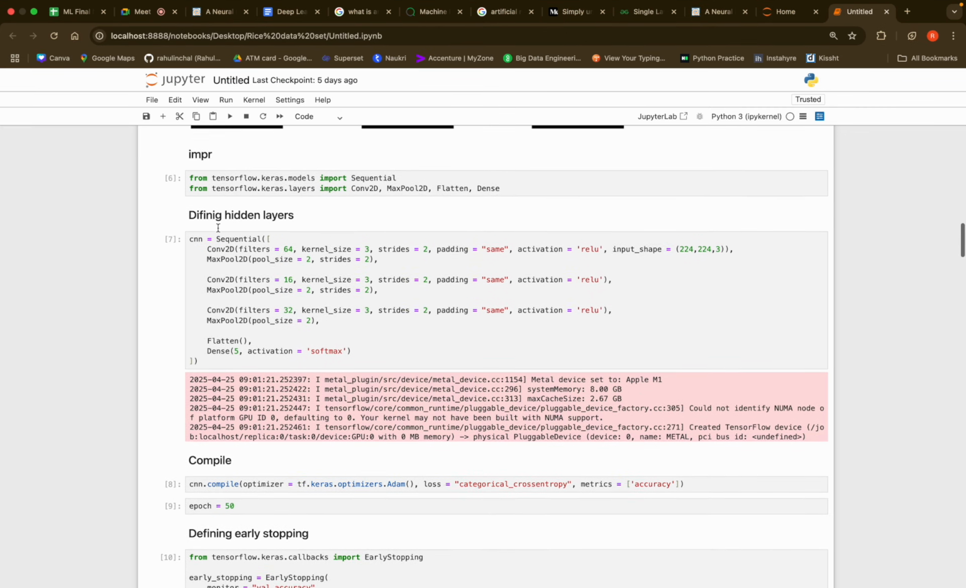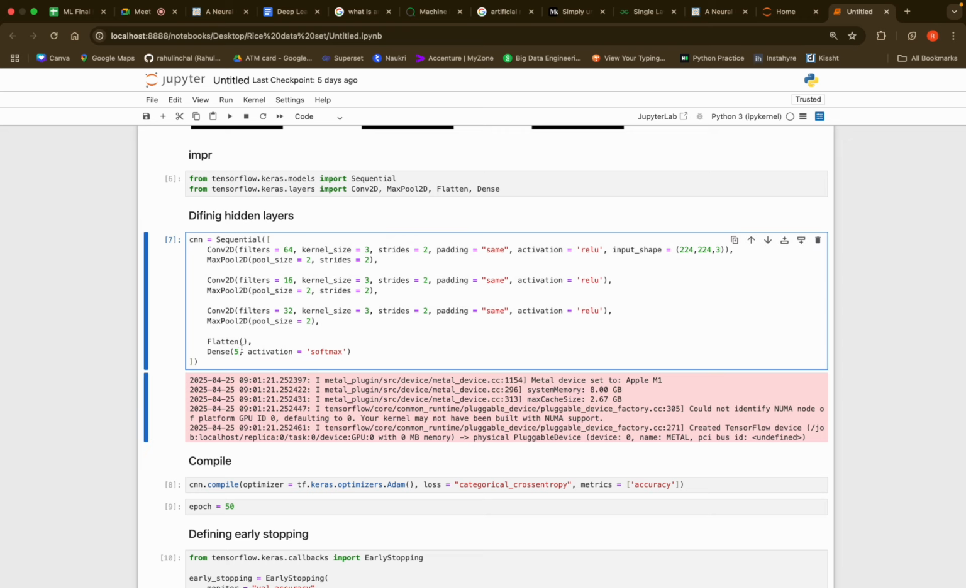See, Convolution 2D. Filters I've kept 64. Kernel size I've kept 3, strides 2, padding same, activation ReLU, input size 224 by 224 by 3. So the shape has a 3 for any image classification: length, width, RGB colors. Fine. So same thing. My first layer is this, first hidden layer is this, second hidden layer is this, third hidden layer is this, and then once all the things are done, I flatten it into a 2D shape. Okay, and then I've added a dense layer with 5, because I had 5 classes, and activation. At the last I have made it softmax.